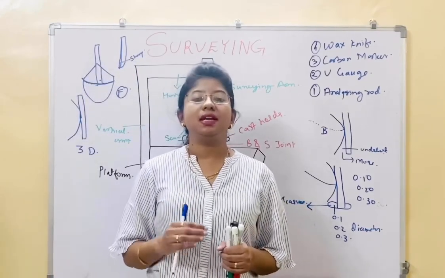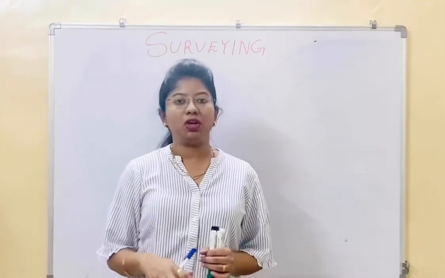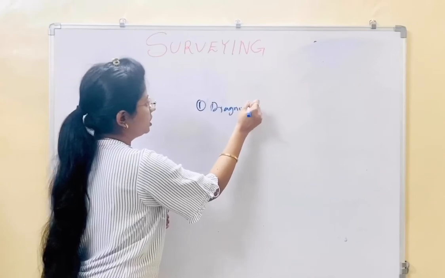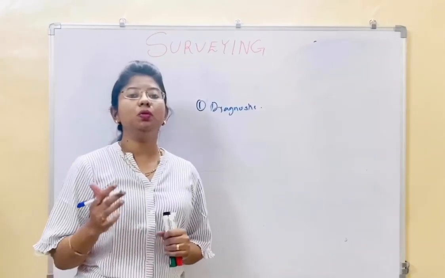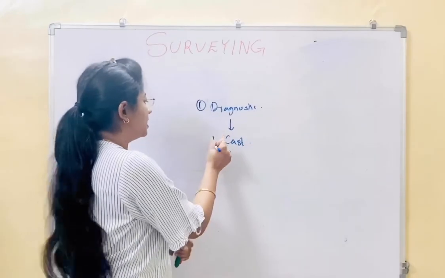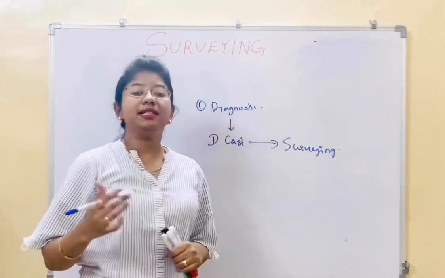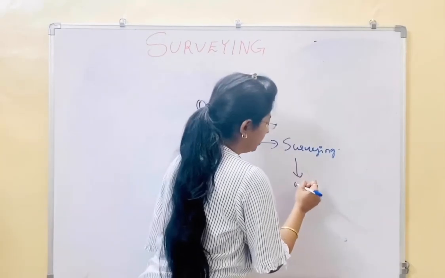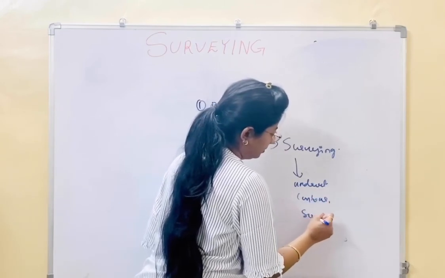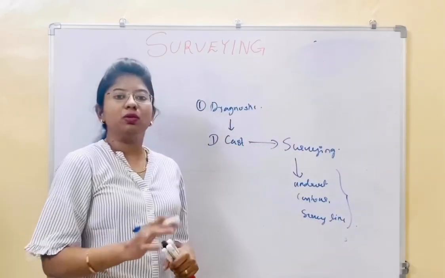Now first we'll discuss the importance of surveying. So if a patient comes to your clinic, what do you do? You make an impression. First, the diagnostic impression is made. After that, you make a cast. The diagnostic cast is surveyed. In surveying, what are you seeing? Is there any undercut? How is the contour of the tooth? Where is the survey line? So you see all these things, and you also mark them.